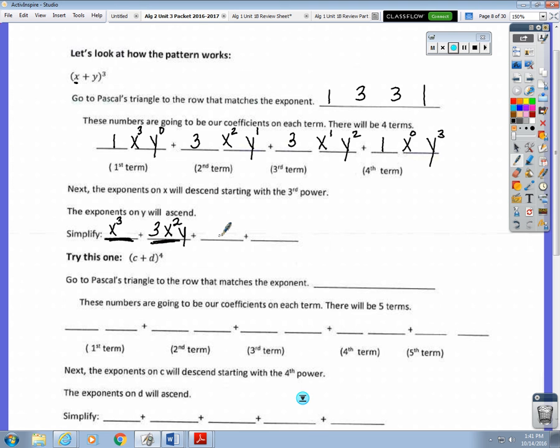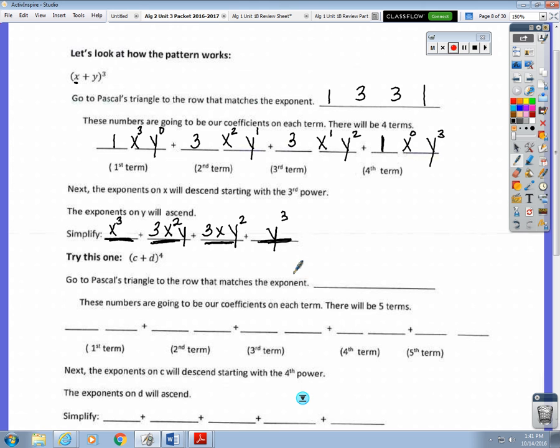Now let's look at term 3. I bring down the 3. I bring down the x, but I don't need to bring down the first power. It's understood. But then I do need to bring down the y squared. So I'm done with term 3. Now with term 4, 1 is understood. X to the 0 power also equals 1. So all I need to bring down is a y cubed. And then that's my final answer.